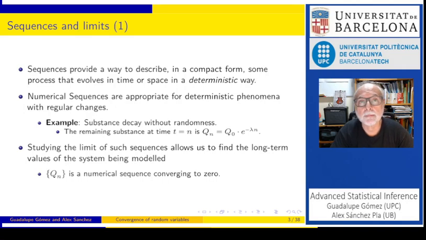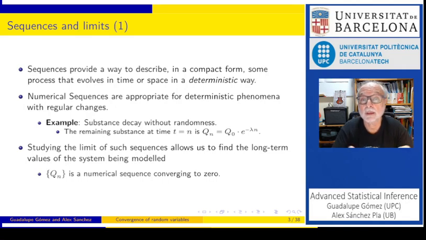So we are talking about convergences and we are used to the idea of limits. So it is important to start by telling what's the use of the idea of a sequence or of a process. In general, we can use a sequence when we want to model something that evolves in time or in space.